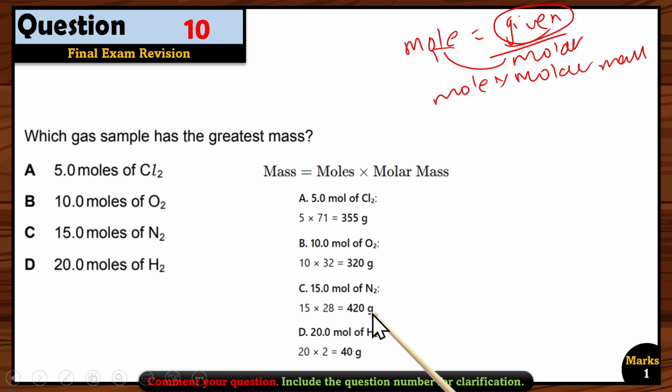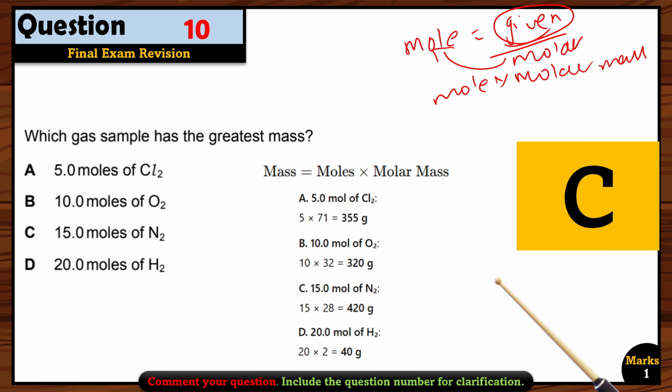So which number is the highest number? Of course, 420 gram. So 420 gram is the greatest one, that is for nitrogen. So in 15 moles of nitrogen, we have the greatest mass, that is 420 gram. So option C is the right option.